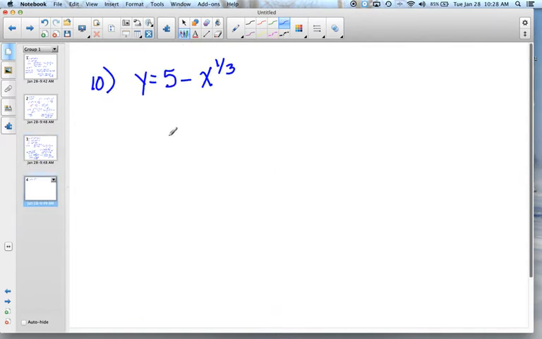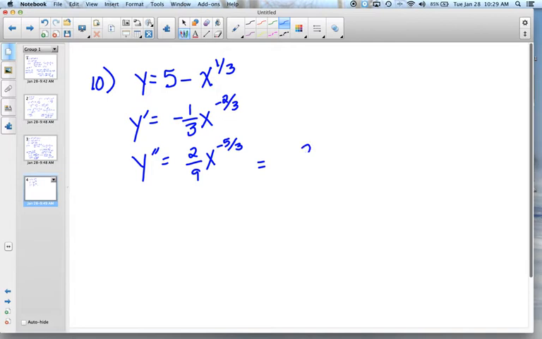Okay, the next example, again, same direction, so the same section, so we're going to have to start by finding the first derivative. So when I do that, derivative of that is 0, so I get negative 1/3 x to the minus 2/3. So then y double prime is positive 2/9 times x to the minus 5/3. So I'm going to rewrite this as 2 over 9, the cube root of x to the 5th.